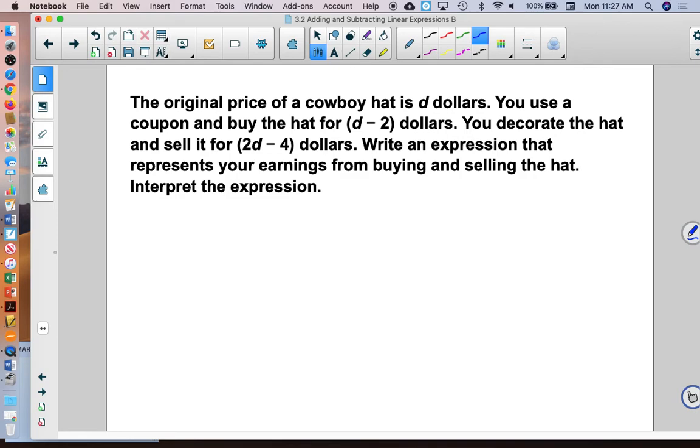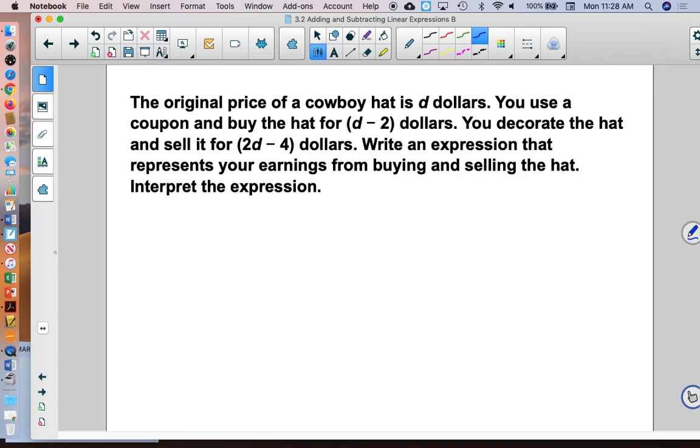Okay. You use a coupon and buy the hat for D minus $2. So you take the original price minus $2. You can decorate the hat and sell it then for 2D minus $4. Cashton's gonna buy your hat for you after you decorate it, okay? Write an expression that represents how much you earn from buying and selling the hat.